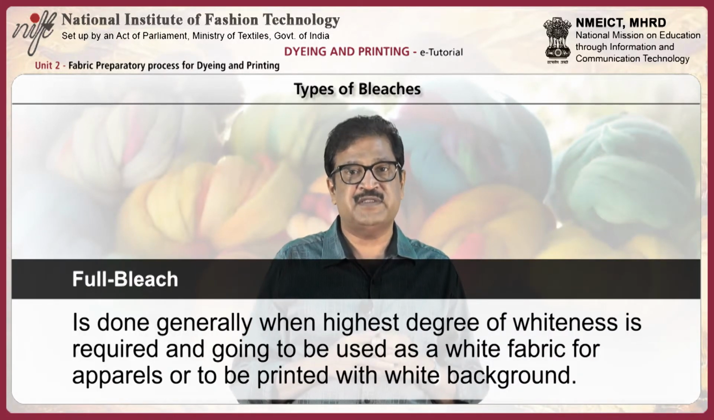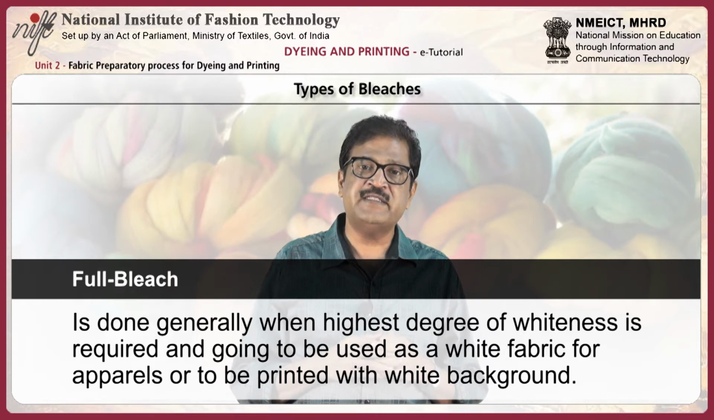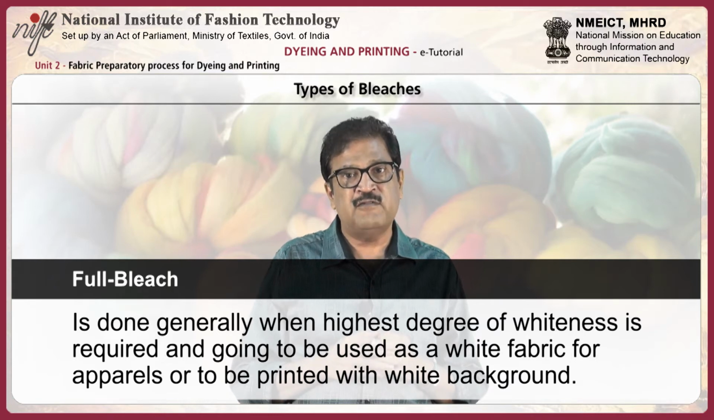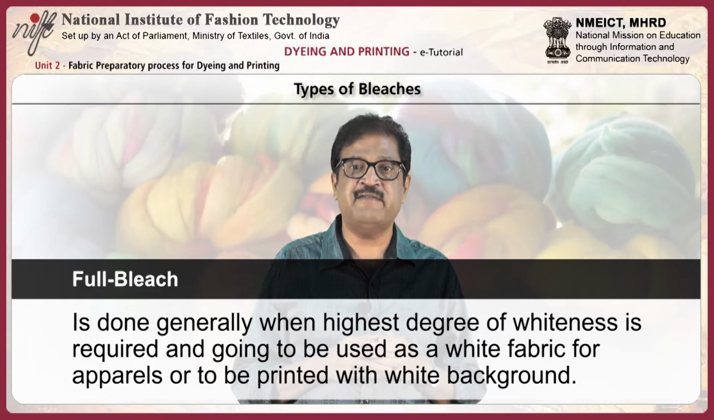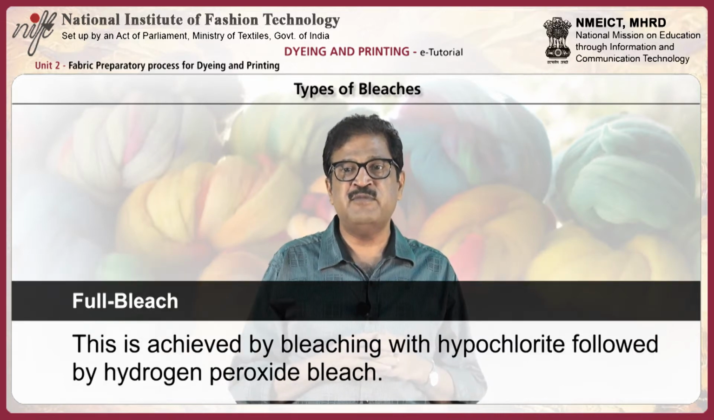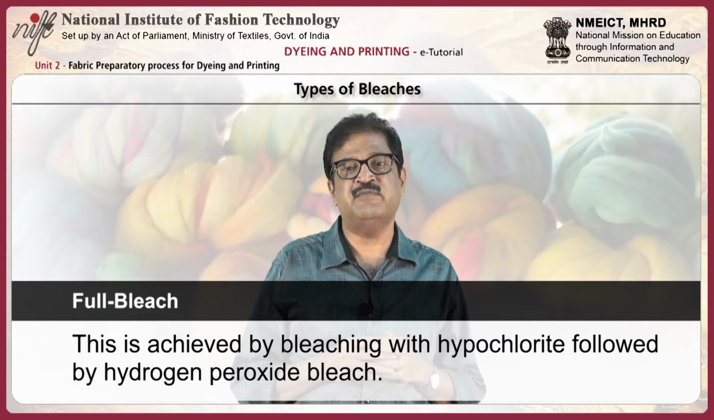Types of bleaches. Generally, there are two kinds of bleaches carried out for fabric preparation. The first one is full bleach. It is done generally when the highest degree of whiteness is required and the fabric is going to be used as white fabric for apparels or to be printed with white background. This is achieved by bleaching with hypochlorite followed by hydrogen peroxide bleach.